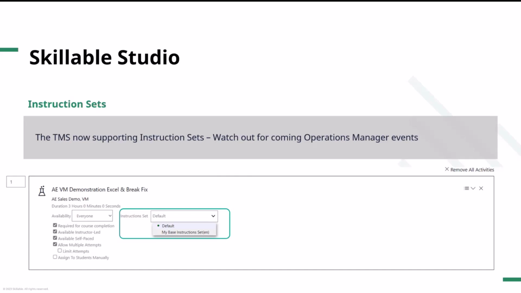So when you now create a course and put in the activity, if the lab activity has multiple instruction sets, you will have an instruction set box which will allow you to pick the instruction set that you want to attach to that particular lab instance.